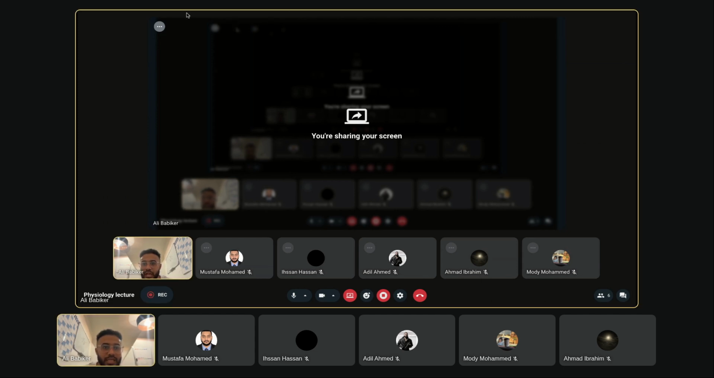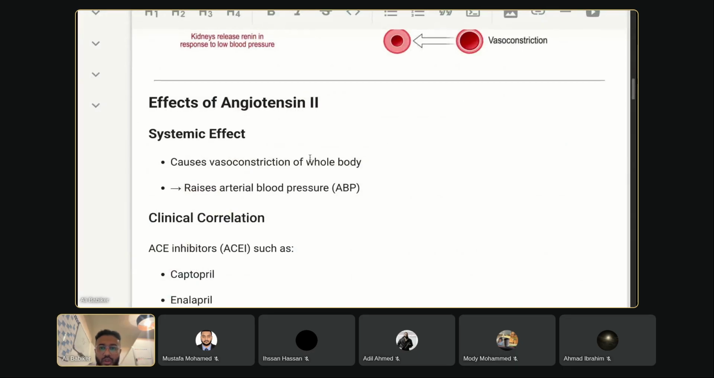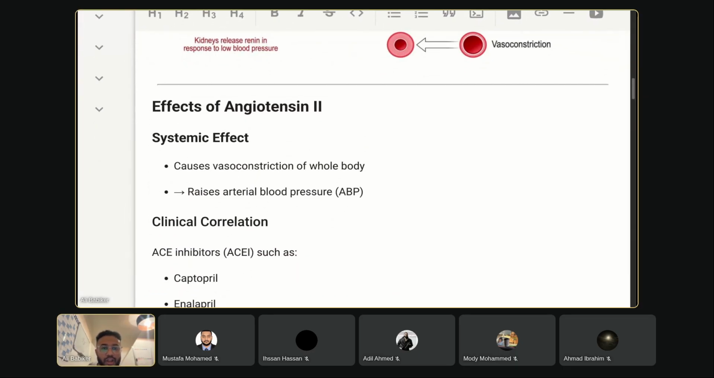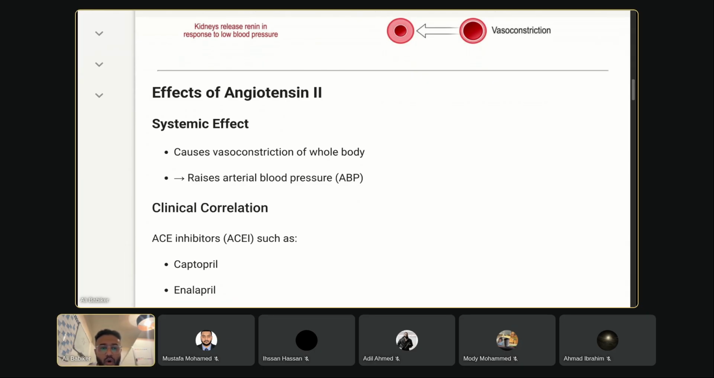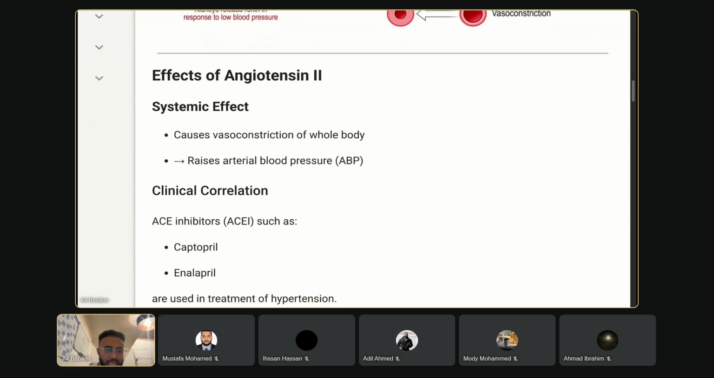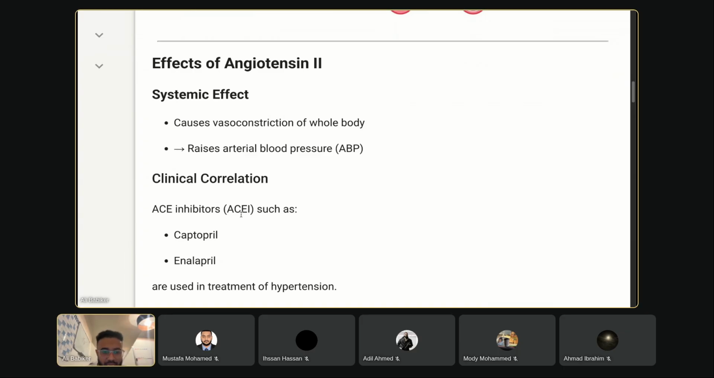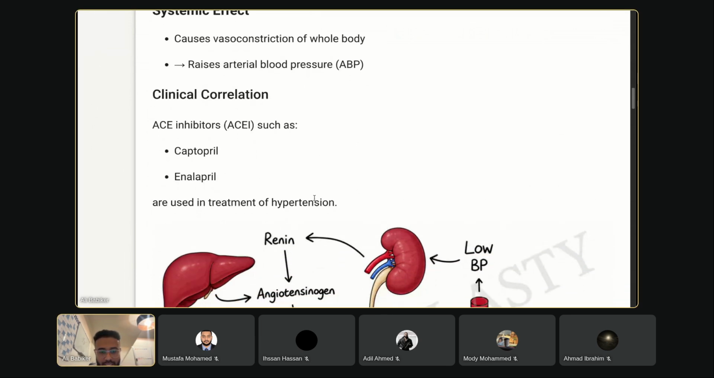The juxtaglomerular cell is a system that's close to the glomerulus. Effect of angiotensin II, systemic effect: this will cause vasoconstriction of the whole body. This will also lead to raised arterial blood pressure by causing vasoconstriction. If you cause vasoconstriction, this will increase the blood pressure. Clinical correlation: ACE inhibitors such as captopril and enalapril are used in the treatment of hypertension.